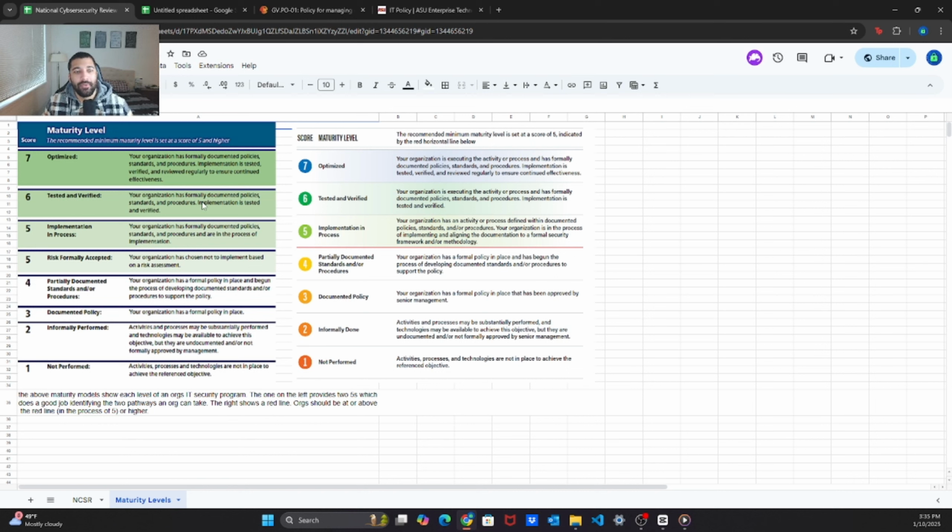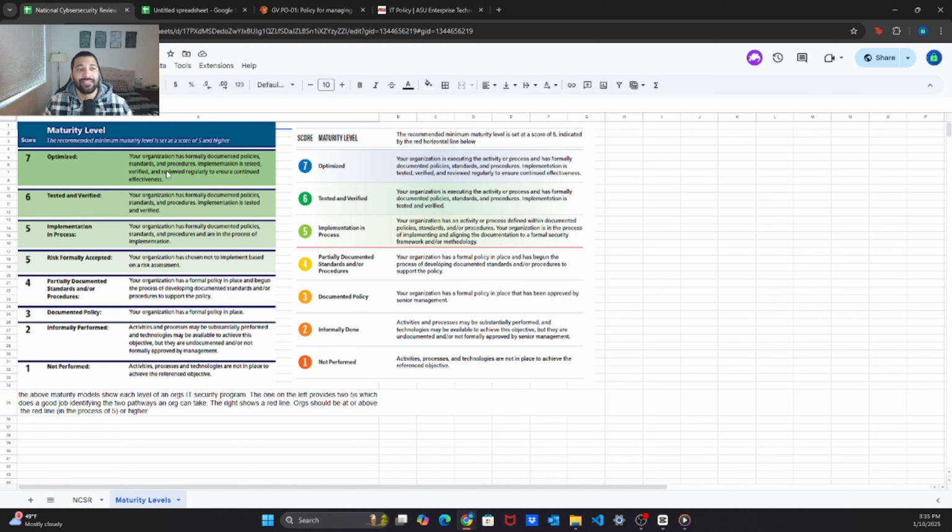Your organization has formally documented policies, standards, and procedures. And it says right here, implementation is tested and verified. And up on 7, it's the same thing, but the difference is, it says policies, standards, and procedures, implementation is tested, verified, and reviewed regularly to ensure continued effectiveness. So the difference between 6 and 7 is just that. It's tested and verified and reviewed regularly to ensure continued effectiveness.